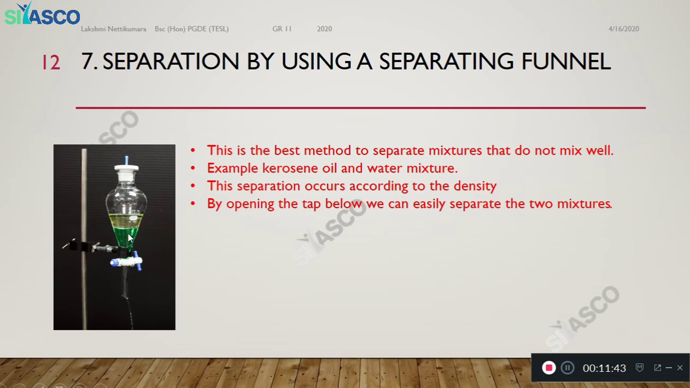Here you can see two distinct layers. By opening this tap, you can get this bottom part liquid carefully. This separation occurs according to the density. So by opening the tap below, as I mentioned, we can easily separate the two liquids.